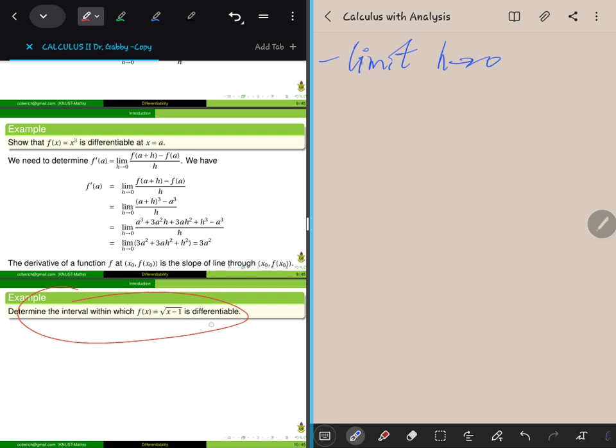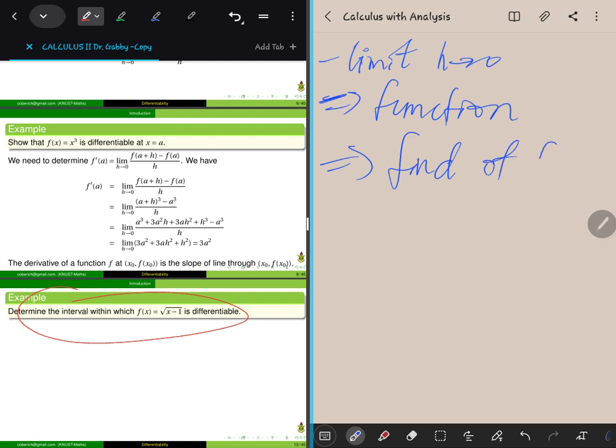So for this one, what we can do is that we find the limit, right? And when we find the limit, we end up getting a function. And then with that function, we have to find the domain of the function. When we find the domain of the function, we'll get to know the region within which it is defined and not defined. And from that domain, we find the interval within which it is differentiable. So that's what we do.